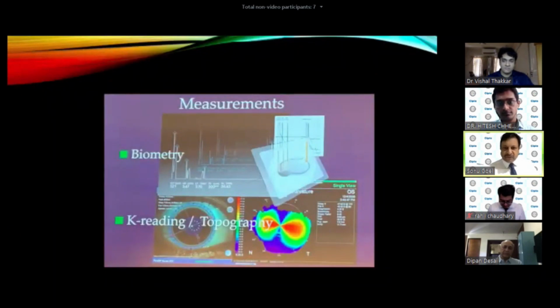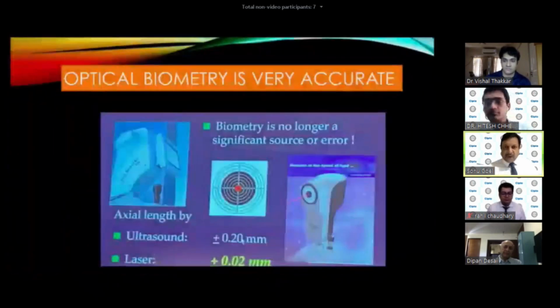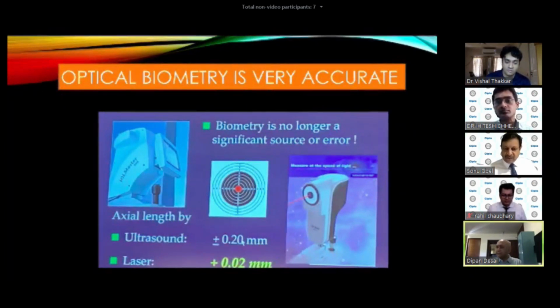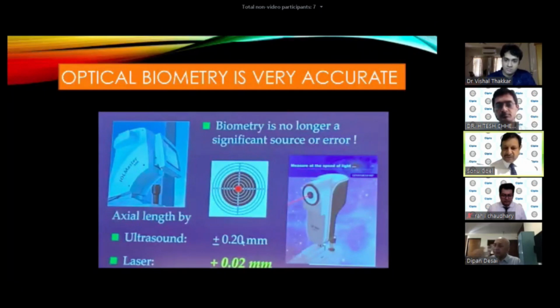So when we look at the measurements, biometry is one important tool towards achieving this, and of course the keratometry reading and the topography will help us to attain this. Optical biometry is very accurate. Biometry is no longer a significant source of error. Axial length measured either by an ultrasound or laser can be as close to plus minus 0.20 millimeters with an ultrasound, and with a laser, this error can boil down to as low as plus minus 0.02 millimeters when we are using a biometer which is based on an optical principle.